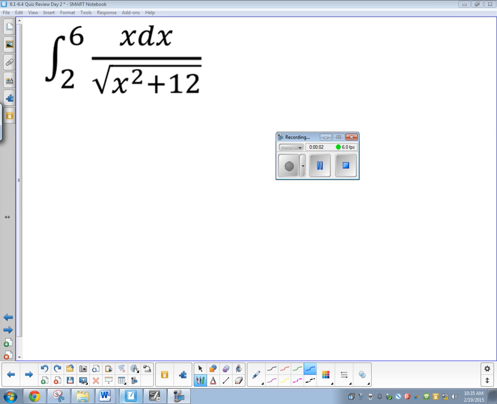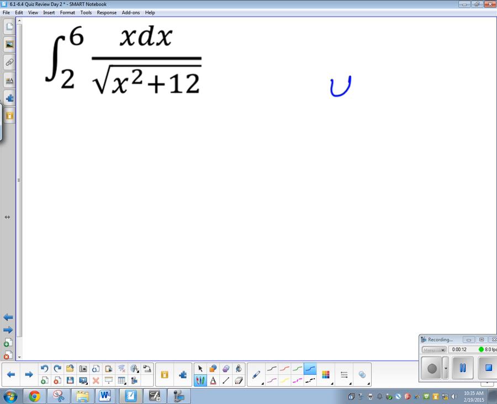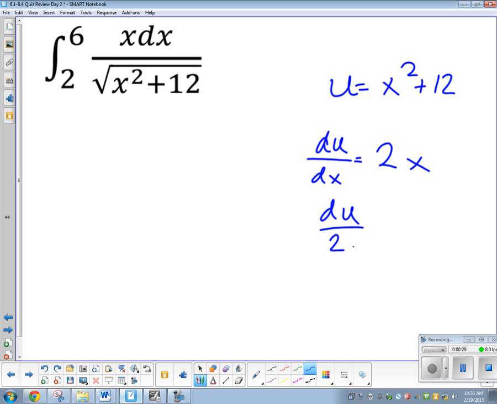Okay, on number 7 here, first thing we're going to do is we notice that we've got a function inside the other. We've got that x squared plus 12 on bottom underneath the radical, so we know for that it's going to be a u substitution problem. So whatever's underneath the radical is going to be our u. So Brittany, what's our derivative of that going to be? 2x. Good. Solve for dx. So du over 2x is equal to dx.